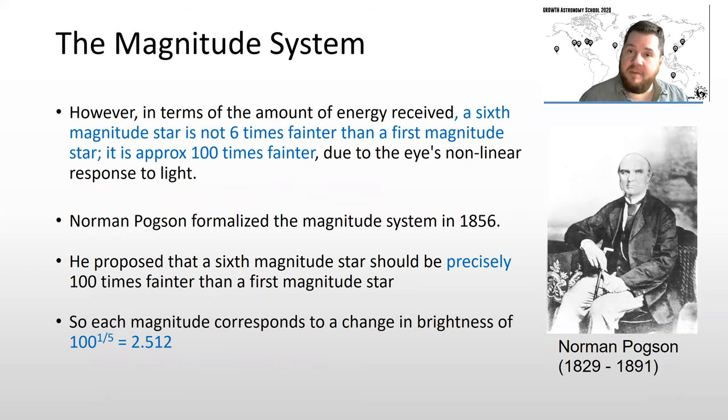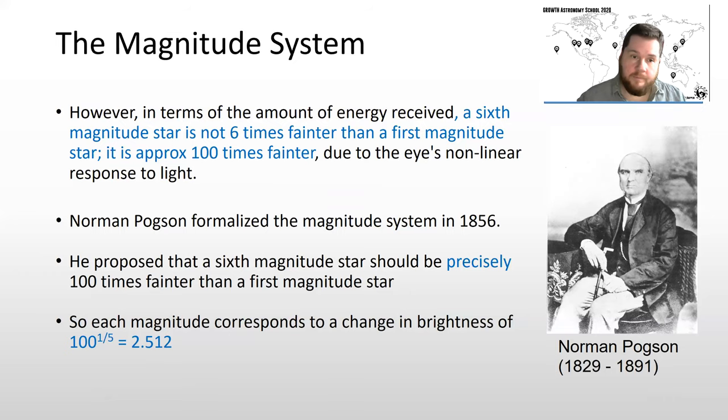Now, the problem with this is the eye is in many ways a very unusual detector. It's an extremely impressive detector in terms of dynamic range. It can see both extremely faint things and extremely bright things. The reason is the eye has a very non-linear response to light. So in actual fact, a sixth magnitude star is not six times fainter than a first magnitude star. It's approximately 100 times fainter, right? So there's a huge range in brightness.